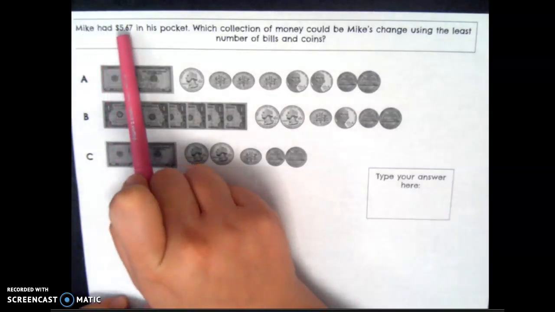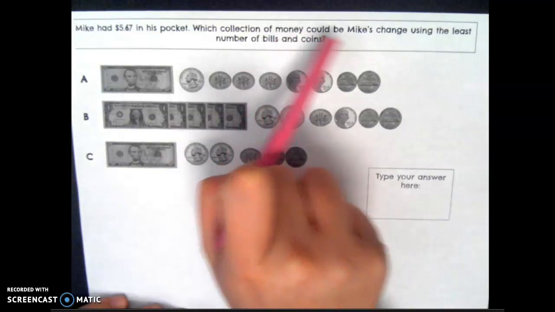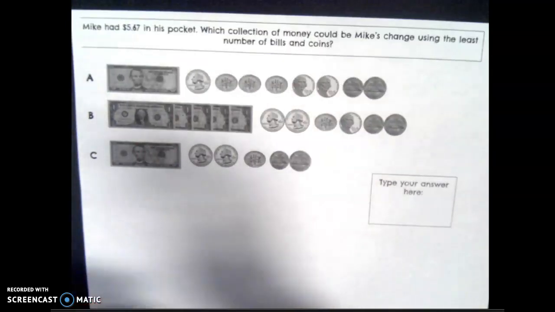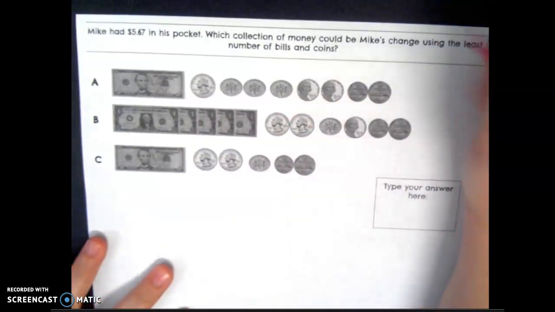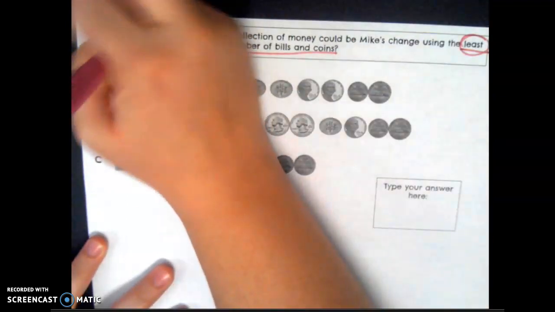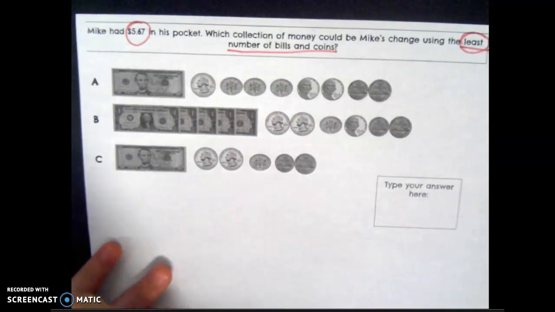Mike had $5.67 in his pocket. Which collection of money could be Mike's change using the least number of bills and coins? And I know that he has $5.67. Okay, so let's look at this.